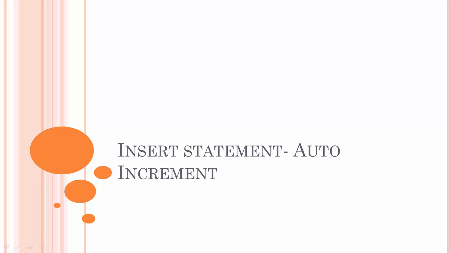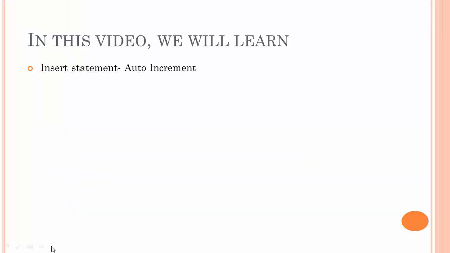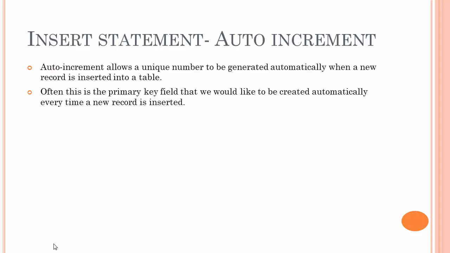Insert statement, auto increment. In this video, we will learn how to increment value in a column while inserting record. So, what is auto increment? Auto increment allows a unique number to be generated automatically when a new record is inserted into a table. Often, this is the primary key field that we would like to be created automatically every time a new record is inserted.